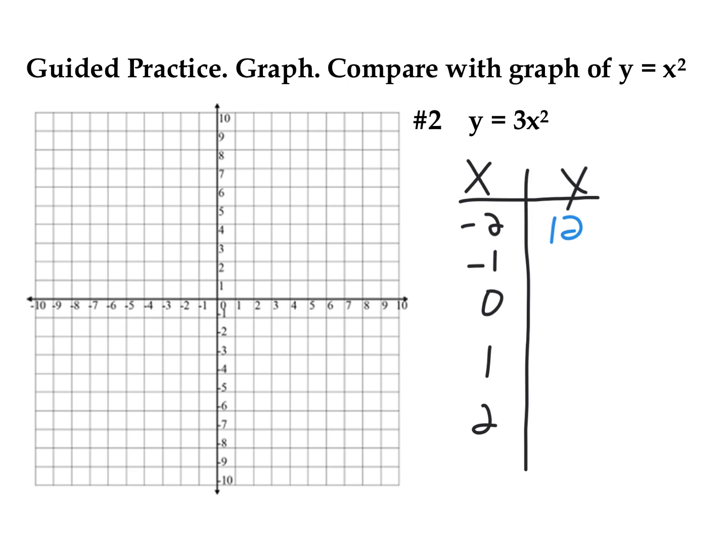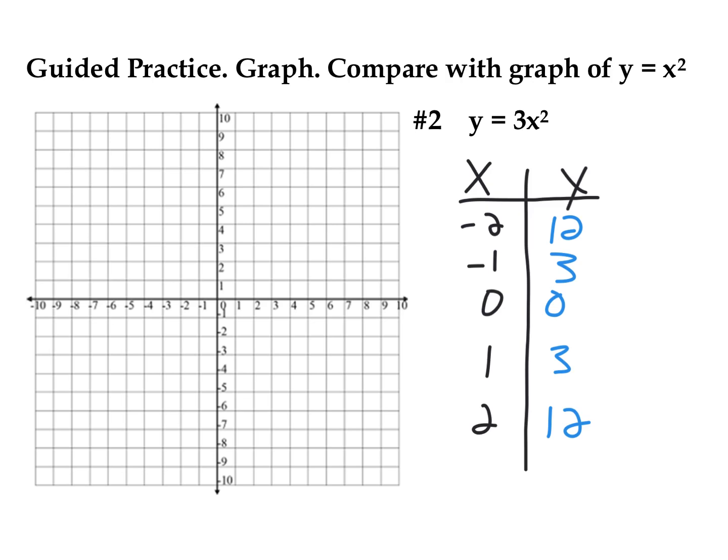When I plug in negative 1, negative 1 squared is 1 times 3 would be 3. 0 squared is 0 times 3 is still 0. When I plug in a 1, I get 1 squared is 1 times 3. Plug in a 2, squared is 4 times 3 is 12. Again, it should be symmetrical. We should see that both points on either side of this vertex, when I plug in negative 1 and when I plug in positive 1, should come out the same, so that it's symmetrical on both sides.